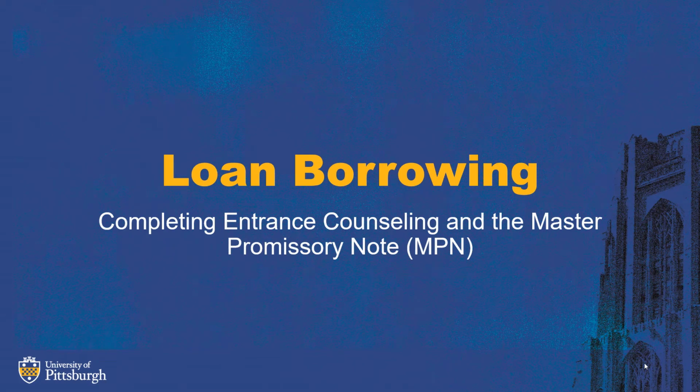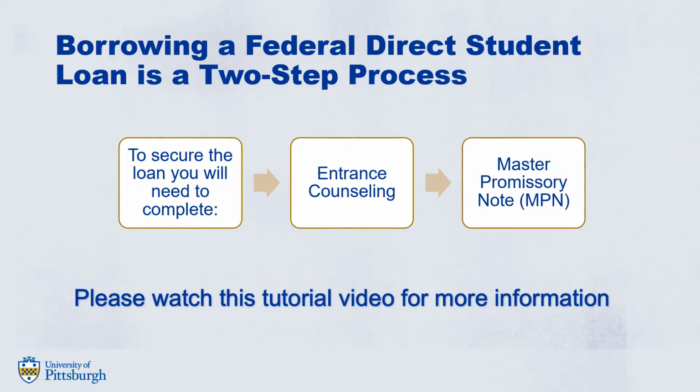Today, we will be talking about loan borrowing, in particular, the process of completing entrance counseling and a master promissory note, or MPN. Borrowing a federal direct student loan is a two-step process. In order to secure the loan, you will need to complete entrance counseling and a master promissory note. Please watch this tutorial video on completing entrance counseling and a master promissory note for more information.